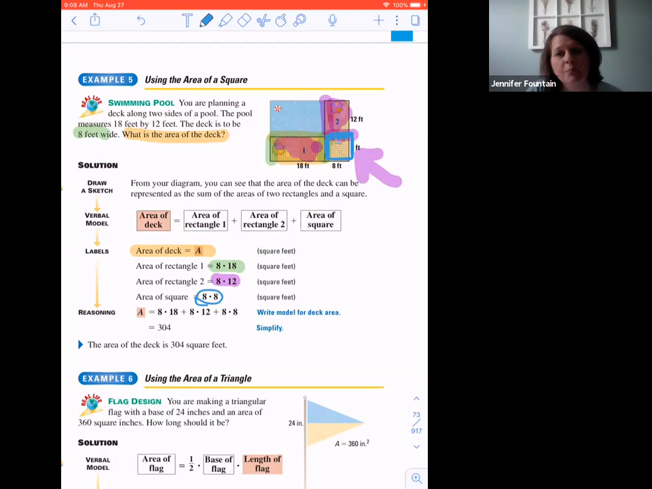Now remember, if you were trying to do this in your head and you didn't draw out the diagram, you're probably going to forget about this little square right here. You're going to say, hey, I put a deck on this side and I put a deck on this side, but we forgot about where those 2 decks meet.